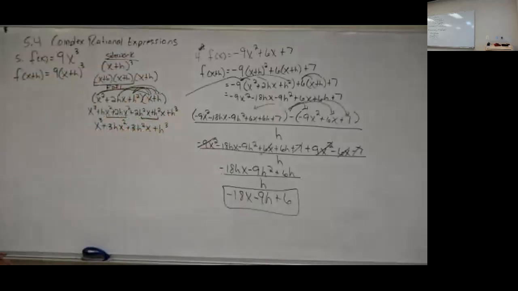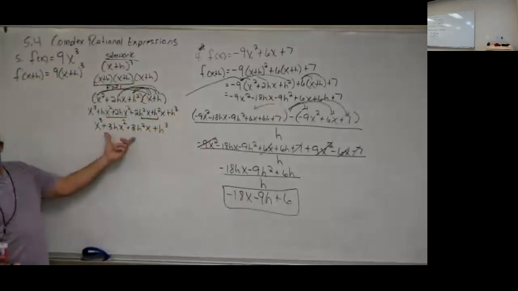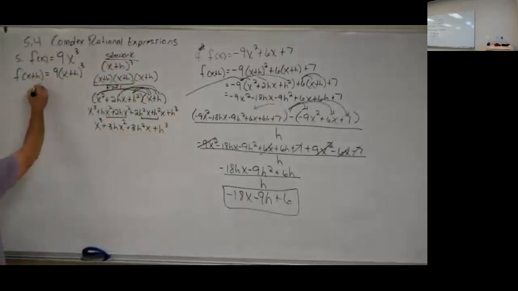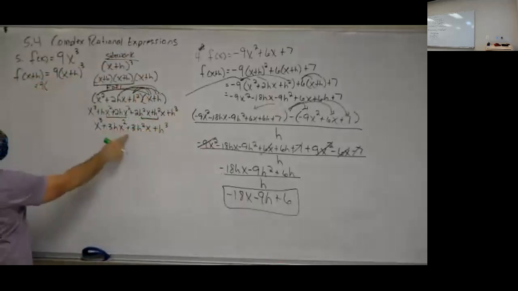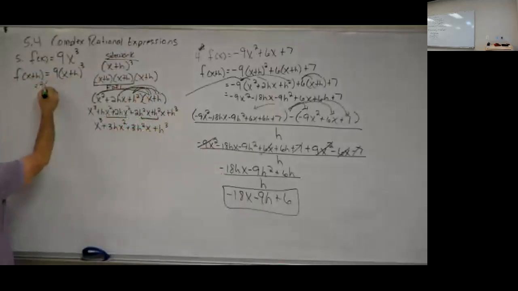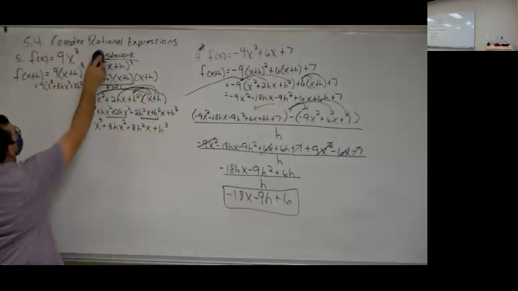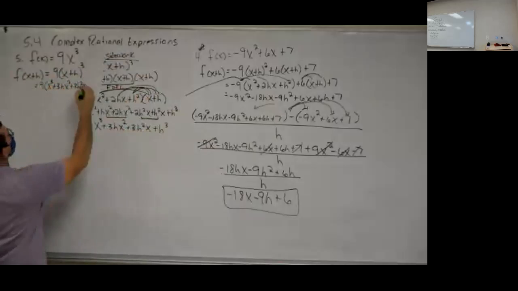So save this. Anytime you've got x plus h to the third, that's what you're going to get. And y'all are going to need that same exact part, okay? All right, so what I would do now is take this 9 and replace the x plus h to the third with what I just figured out, which is x to the third plus 3hx squared plus 3h squared x. And let me write right here, plus the h to the third.